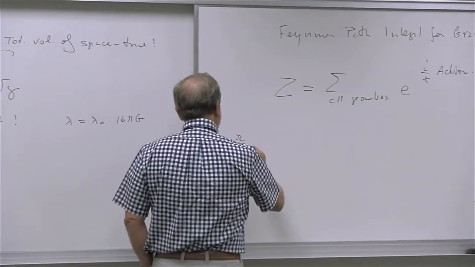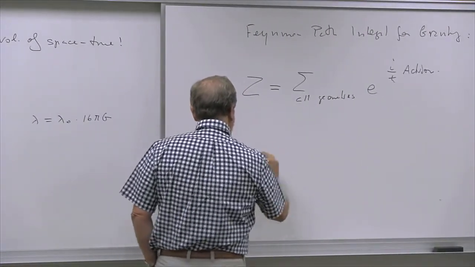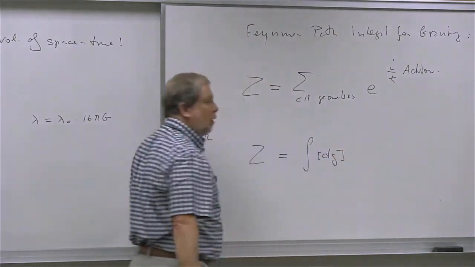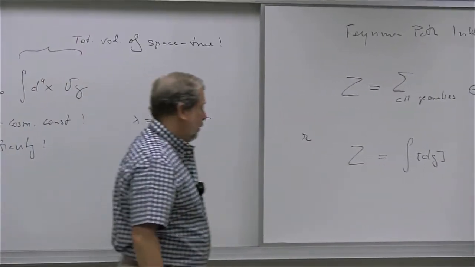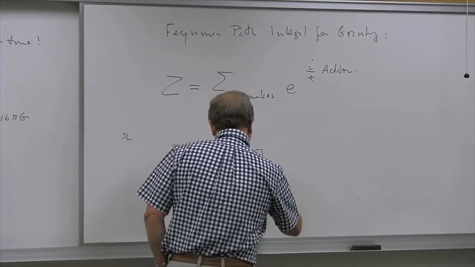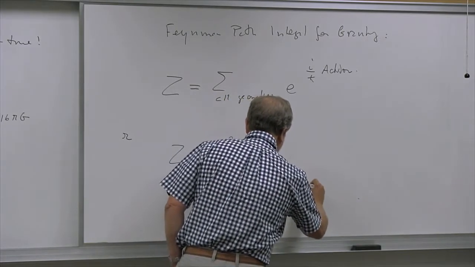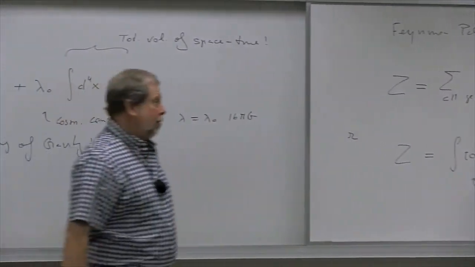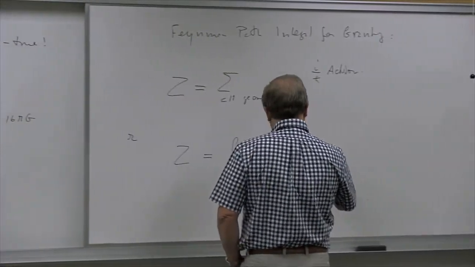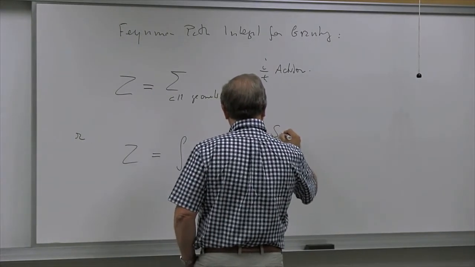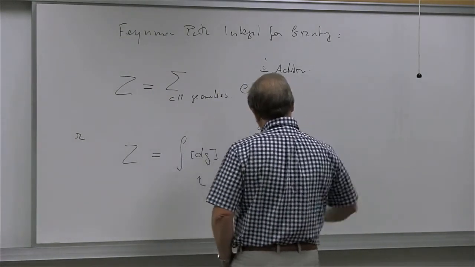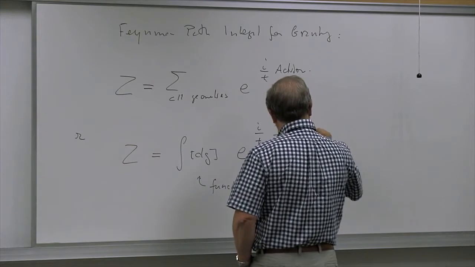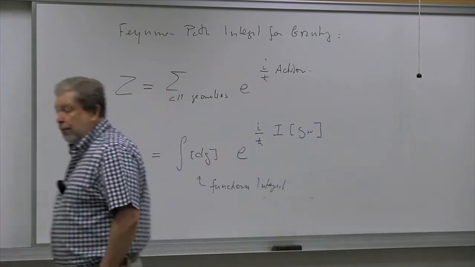Or in this case, you want to look at Z, which is an integral over all metrics. So it is a functional integral. And that functional integral will involve now the action. And so it's e to the i over h bar times what we call I, the action I, which is a functional of the metric g mu nu.